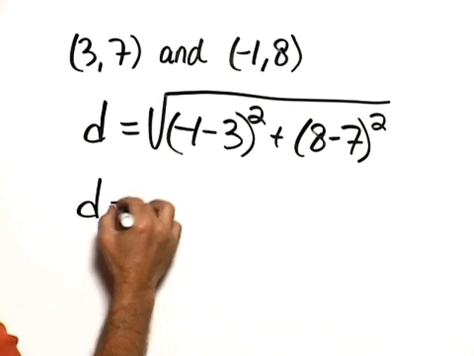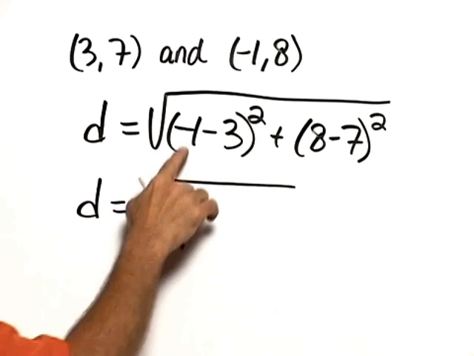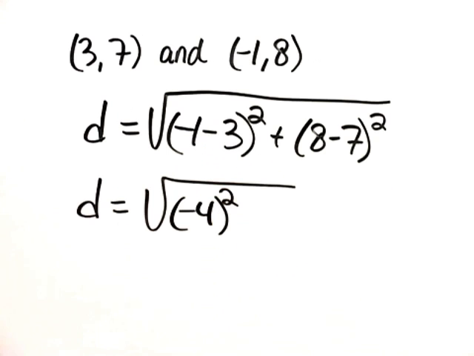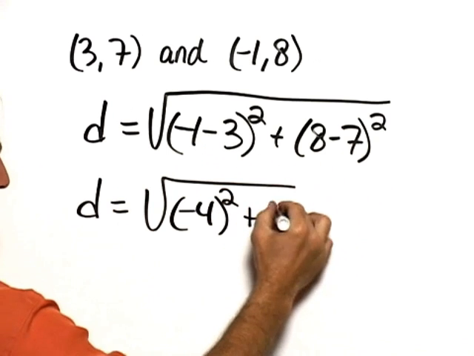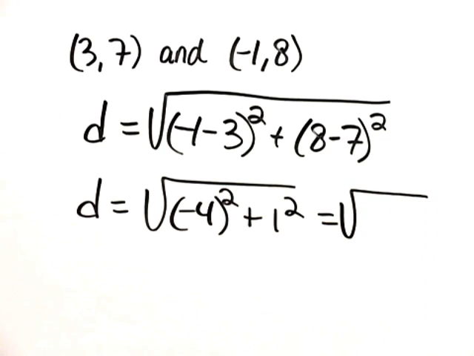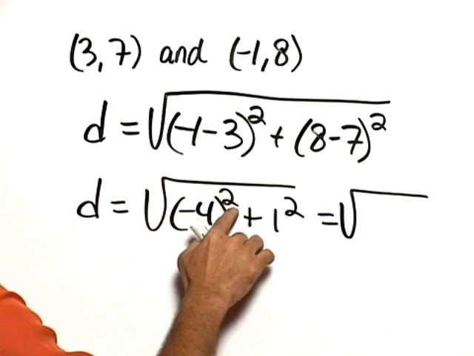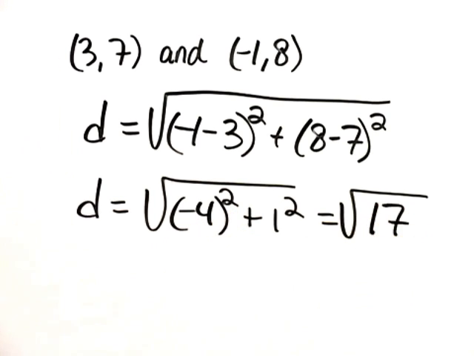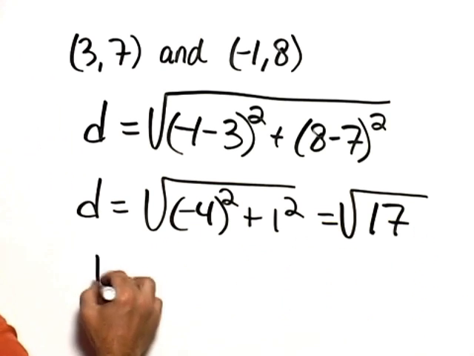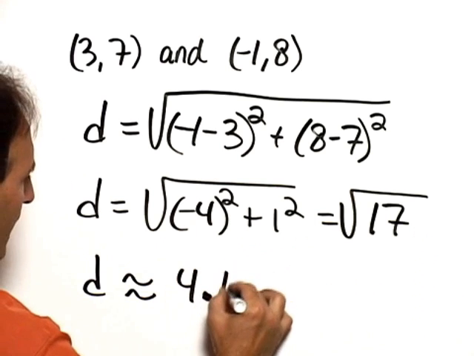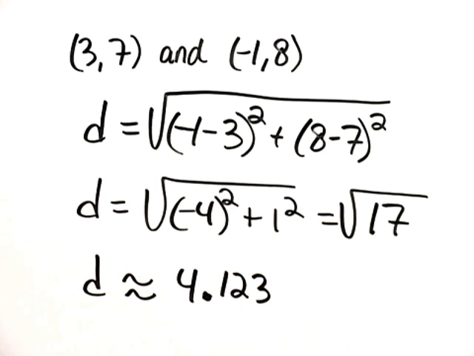So d will be equal to the square root of -1 minus 3, quantity squared, is (-4) squared. 8 minus 7 is, of course, 1, and that's 1 squared. So this would be equal to the square root of (-4) squared, which is 16, plus 1, so it's equal to the square root of 17. Now that's the exact answer, and the approximate answer to 3 decimal places is 4.123.